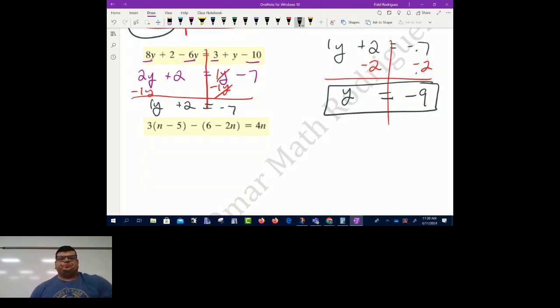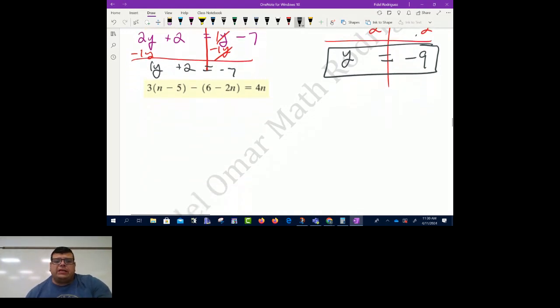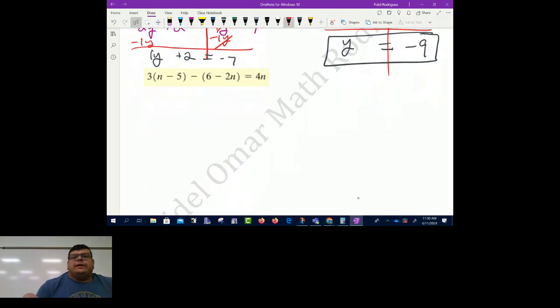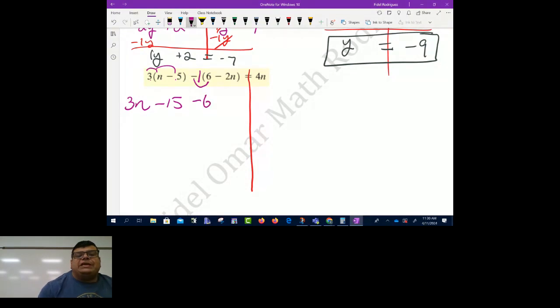All righty. Y'all, I'm going to keep scrolling down my list. Okay. And I'm going to draw my line going straight down right here. Okay. And we're going to go ahead and start multiplying. So 3 times n is a 3n. 3 times minus 5 is a minus 15. Y'all, when I have a minus here and I don't see a number, think about the number there being -1. Okay. So look, y'all, -1 times 6, minus 6. -1 times a -2n is a positive 2n, equals 4n.